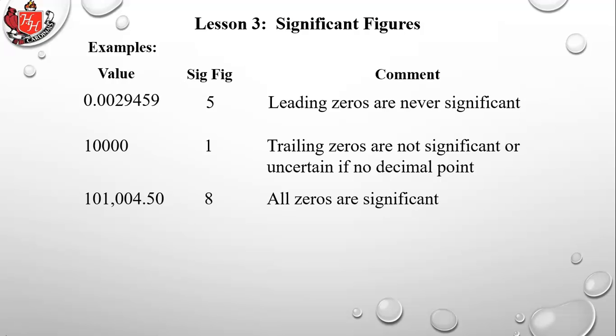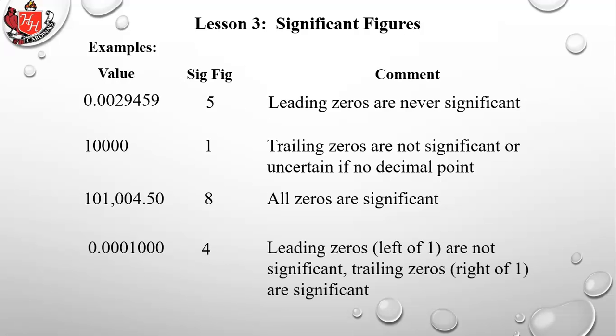8. All zeros are significant, the one to the right, because there is a decimal point. Again, in the United States, a comma is just meant to make the number more readable. It has nothing to do with the actual value of the number or significant figures. That comma means nothing. How about this one? 4. Leading zeros left of the 1 are not significant. Trailing zeros right of the 1 are significant.